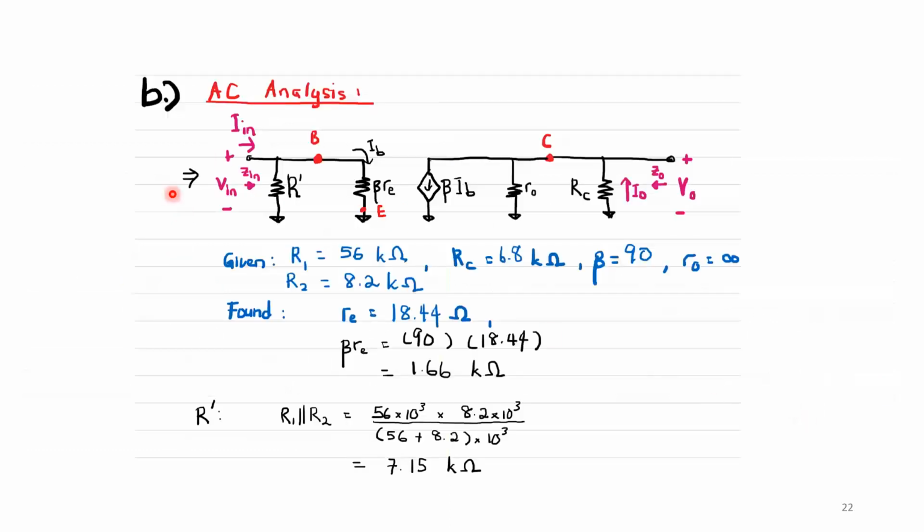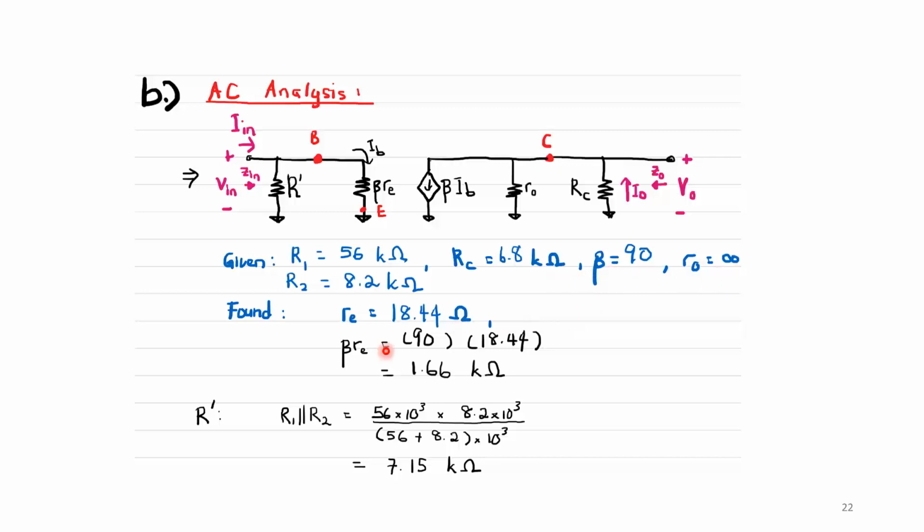So when I do AC analysis, this is the AC equivalent circuit. I can find R prime here from the parallel resistance of R1 and R2, because R1 is given to be 56 kilo ohms and R2 is given to be 8.2 kilo ohms, giving me an equivalent resistance of 7.15 kilo ohms. RC is also given to be 6.8 kilo ohms, whereas Rout we are instructed to assume is open circuit. Therefore the value is infinity, and beta is given to be 90 in our question here.